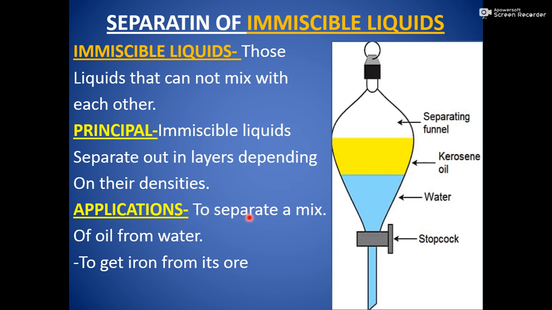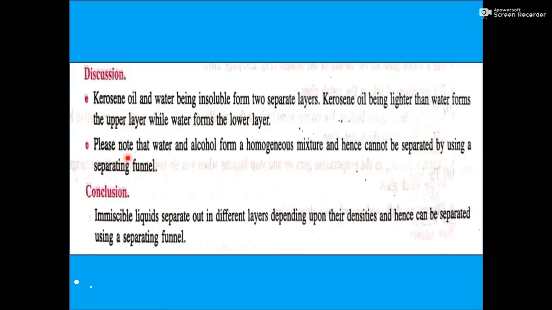As for applications, this technique is used to separate oil from water and to get iron from its ore. Iron is a metal, and its ore contains some impurities along with the metal. Since the impurities and the metal have different densities, they can be easily separated when they are in liquid form. So this one is very important as well as a very easy activity. This is the discussion and the conclusion of this activity.